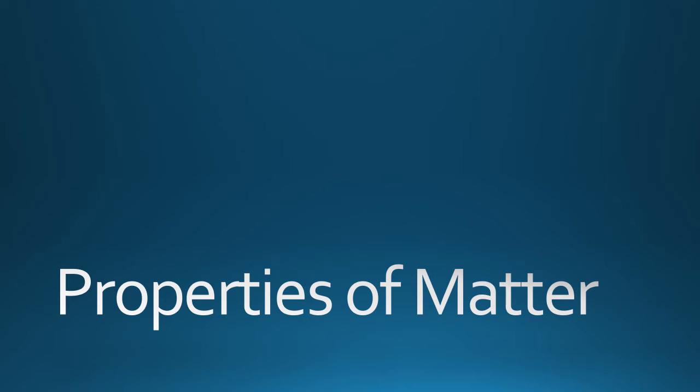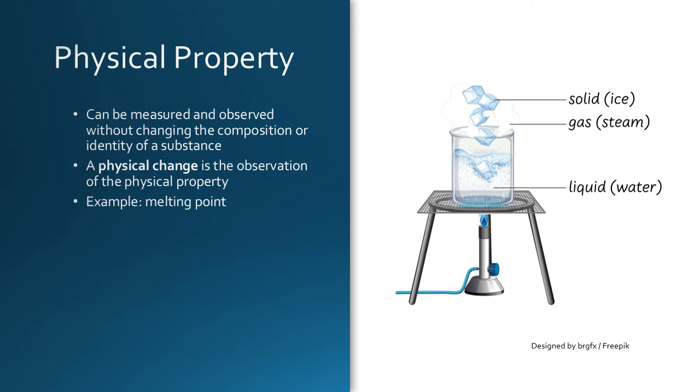Properties of matter. In addition to its composition, matter can also be classified by its properties. First, physical properties. A physical property of matter can be measured and observed without changing the composition or identity of a substance. And a physical change is the observation of a physical property. So, for example, the melting point of water. We can see that water here is a liquid, solid, and gas. All three different states are shown, but it's all still water, and so it continues to have the same composition.